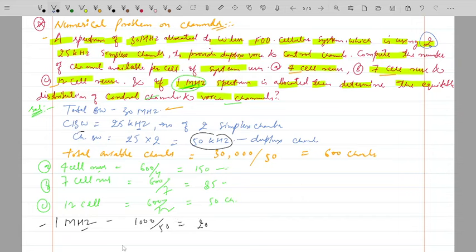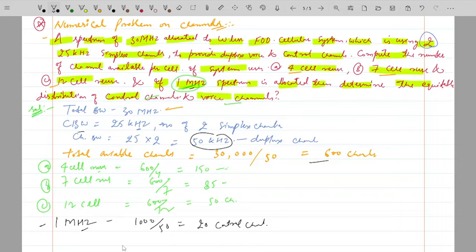20 control channels we will get, because this 1 megahertz spectrum is allocated for the control channels. So 20 control channels we will get, and the total number of channels is 600. So we have the 20 control channels. Now we need to distribute these 20 control channels and 600 total channels.